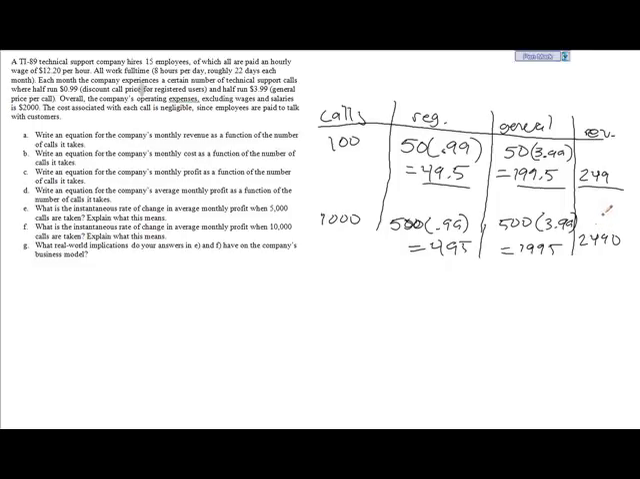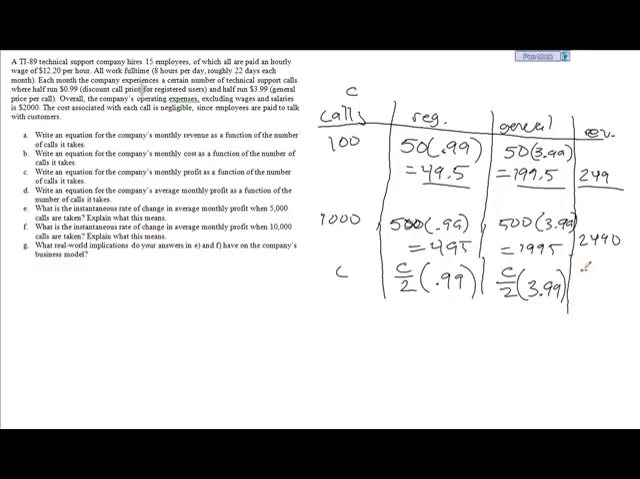Okay, well, what's the pattern here? Well, the only variable is calls. So we'll go ahead and call that little c. Well, what if you made c calls? If you got c calls that month, then half of those, so c over 2, would be at the 99-cent rate. So if it was 100, it'd be 50. If it were 1,000, it'd be 500. And then c over 2 calls would be bringing in $3.99.